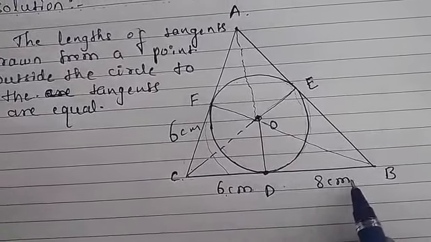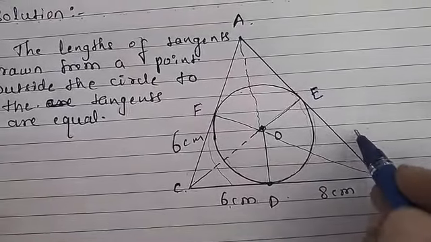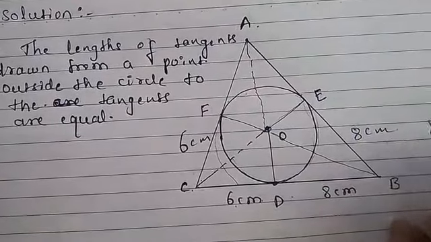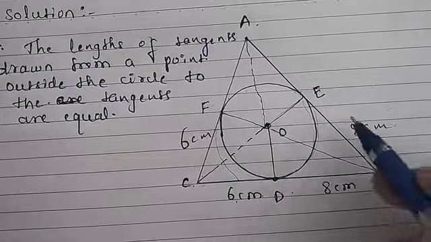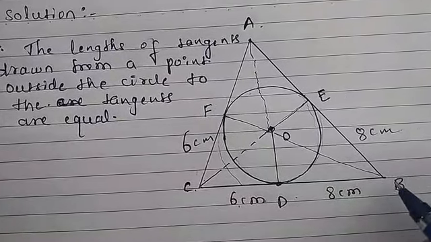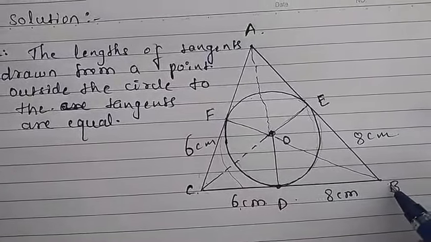Similarly, BD is 8 centimeter. What is the BE? This is also 8 centimeter because BE and BD are the tangents from the external point B to the circle. Clear?